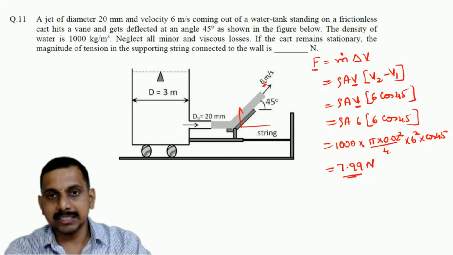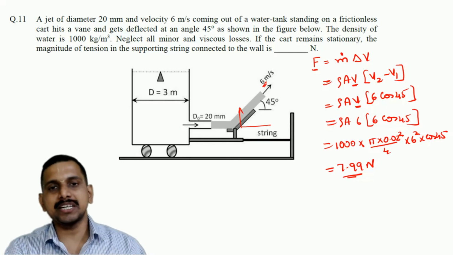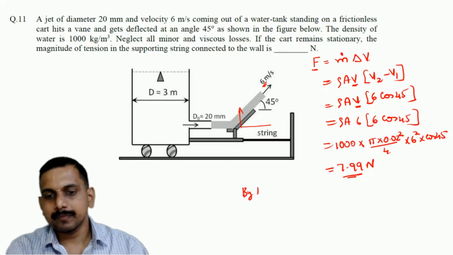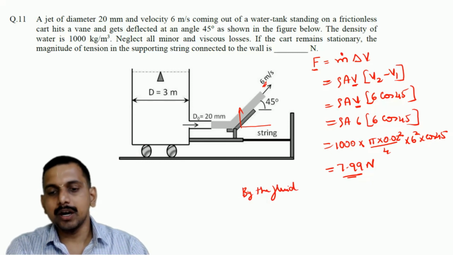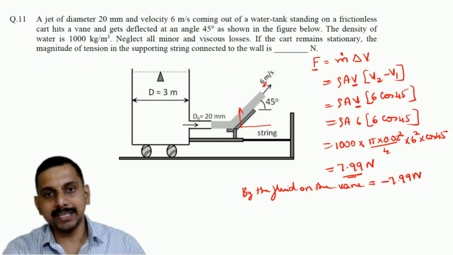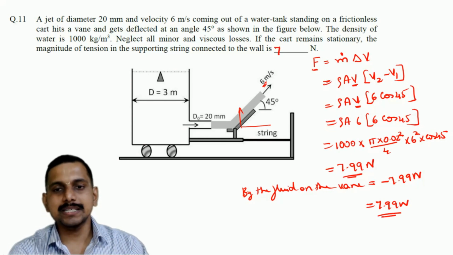Now what is this? This is the force exerted by the vane on the fluid. What would be the force exerted by the fluid on the vane? The force by the fluid on the vane would be equal to minus 7.99 Newton. And what is the force exerted by the string on the trolley to stop it? It would be equal to plus 7.99 Newton. So the answer is plus 7.99 Newton.